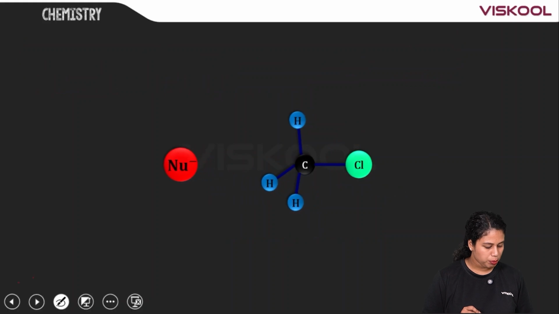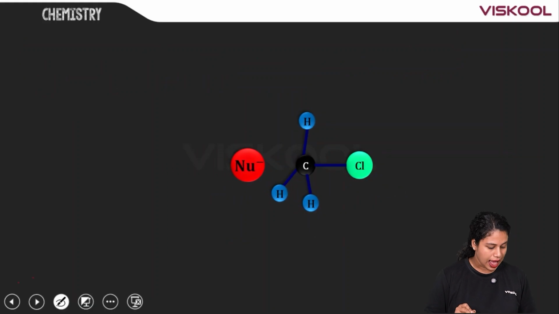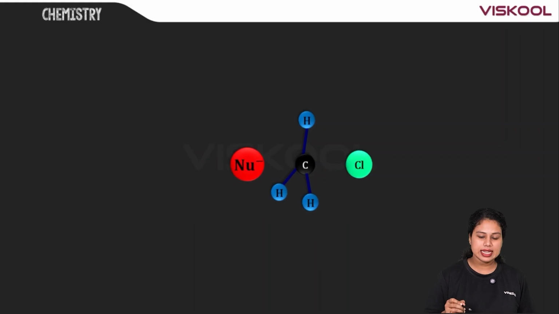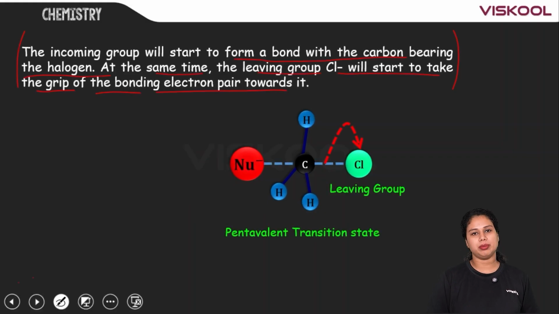Let me show you. The nucleophile starts approaching the alkyl halide from the opposite side, comes near, and forms a bond with the carbon atom, which you can see here. The chlorine, the halogen, is the leaving group. Now it starts to pull the bonding electron pair towards it, and the bond between the carbon and the chlorine starts to fade.